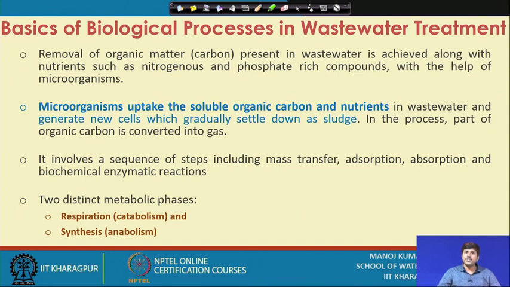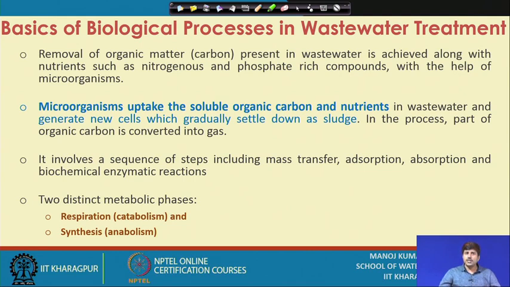The microorganisms uptake the soluble organic carbon and nutrients present in the wastewater, and generate new cells which gradually settle down as sludge. So, that is the basic process. Okay. The bacteria are typically microorganisms. So, they uptake this organic carbon and nutrients and they synthesize them into new cells, which basically becomes more and more biomass. So, biomass increases in the system and they settle down as sludge. In the process, part of the organic carbon is converted into gas. Now, what kind of gas will again depend on what kind of organisms or what kind of system is involved.